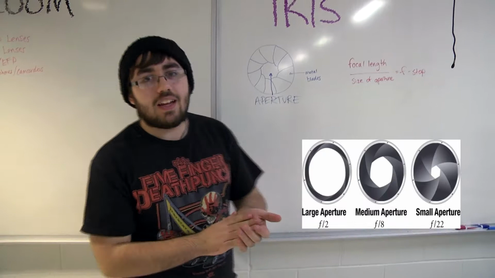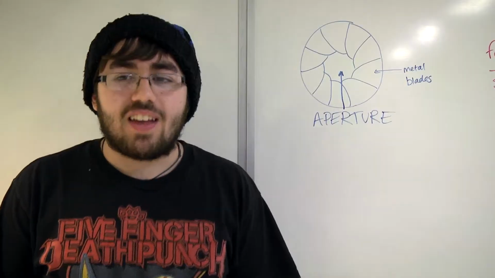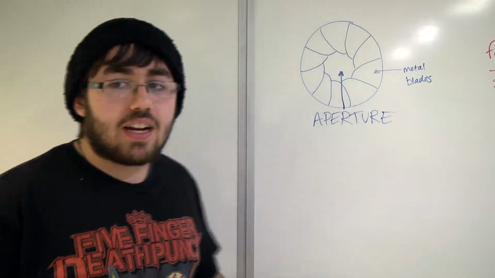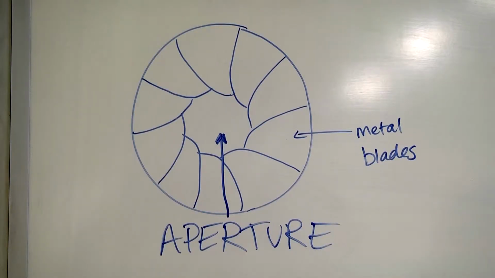Just like the human eye, lenses have technology in place to control the amount of light that enters it. The iris is a collection of metal blades that slide in and out to change the size of the aperture. The aperture is a hole in the center that allows light into the camera. The exposure of the image depends on the size of the aperture.